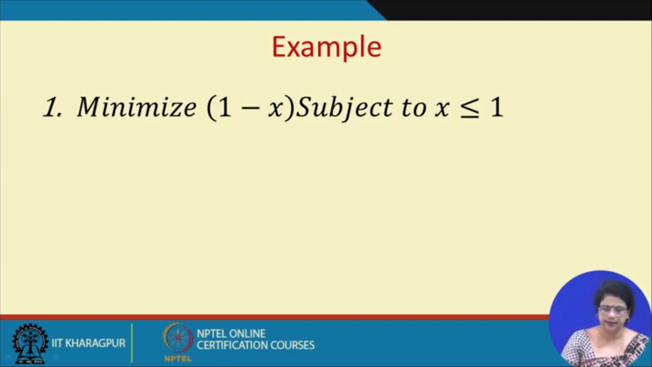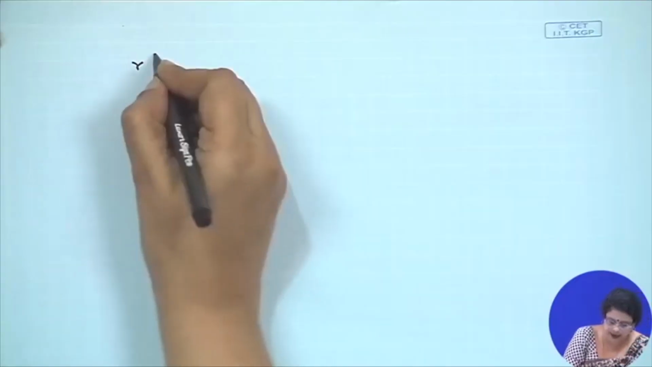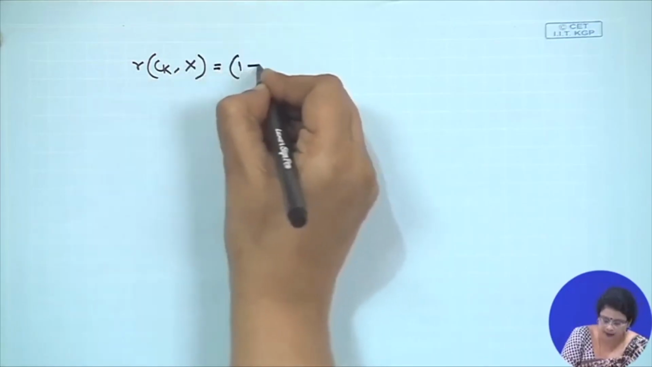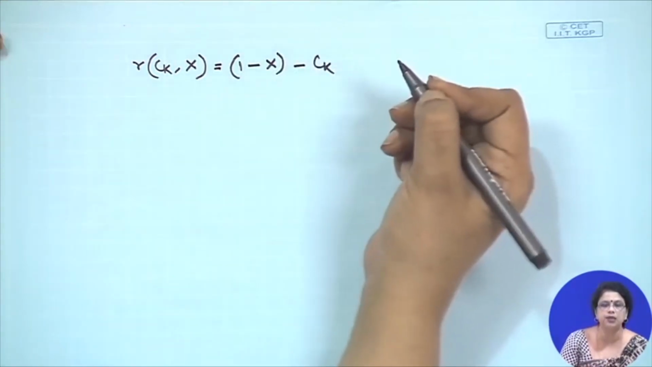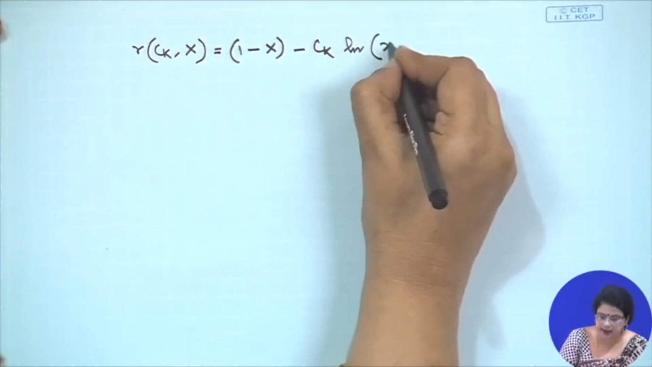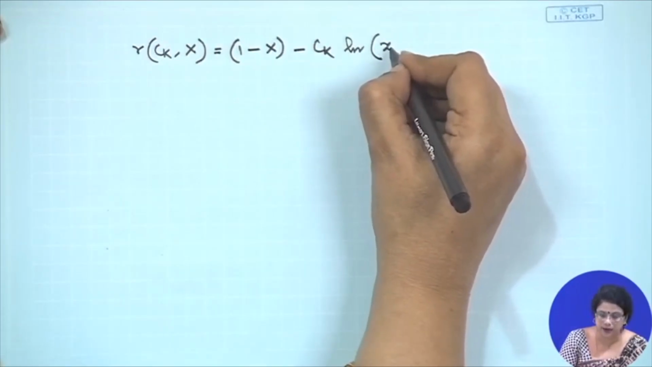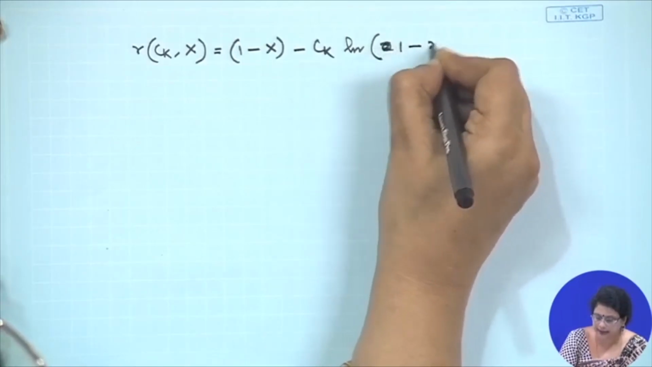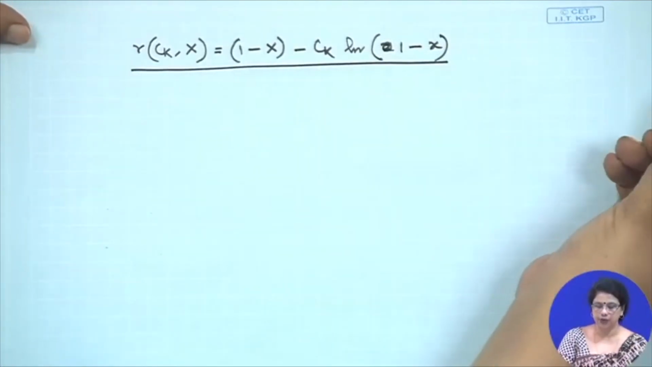Let us consider it. Then let me make the unconstrained problem as Ckx equal to 1 by 1 minus x minus ck, and let me use the logarithm barrier function, then ln of minus x minus 1, that means it is 1 minus x, all right, by using the logarithm barrier function.